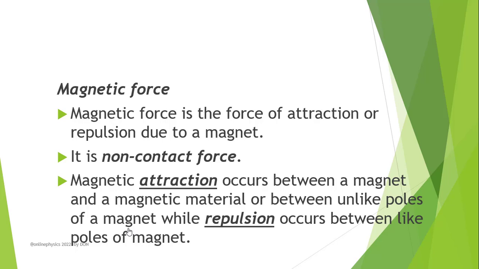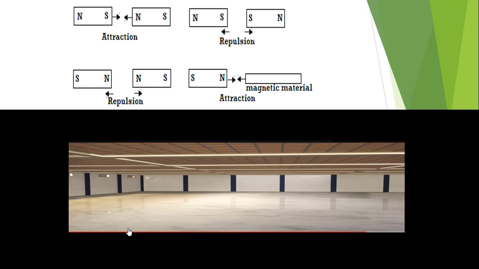Now we want to look at this magnetic attraction. It occurs between a magnet and a magnetic material, or between unlike poles of a magnet. Then we have repulsion, which occurs between like poles of a magnet. All these concepts under magnetic force will be looked at in more detail under our Form 2 topic, which is magnetism. Then moving forward, you can see now we have those illustrations up there. We have two magnets being brought close together. The first magnet is north and south, then the other one north and south. So we have now the south and the north being brought together.